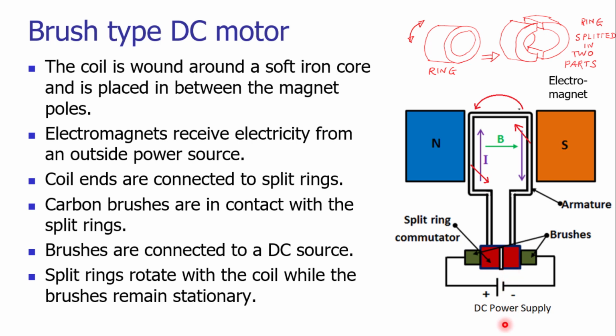So when we apply the DC power source, there will be generation of electricity, and that electricity will be passed through the armature coil. As it is passing through the armature coil, it generates a torque, a force in the downward direction, and due to that there is rotation of the armature coil.